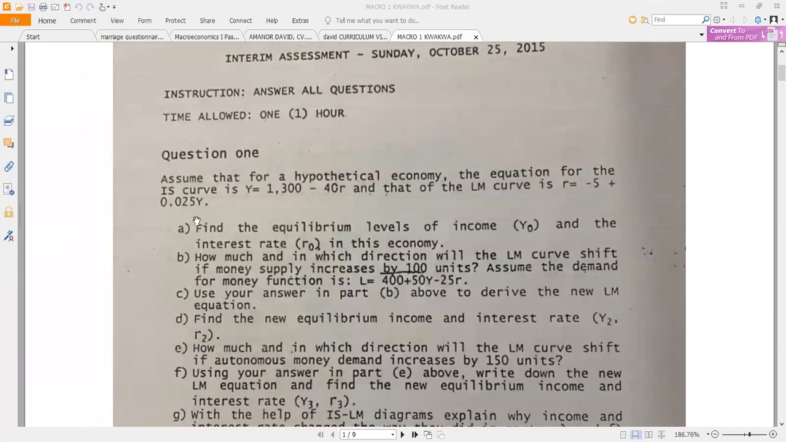So that is for the A, finding the equilibrium levels of income and then interest rate. Then now, how much and in which direction would the LM curve shift if money supply increases by 100 units? So they are increasing the quantity of money by 100 units. So what is going to happen to the LM curve? First, you talk about the magnitude, by how much. Then you talk about the direction. Is it shifting downwards? Is it going upwards?